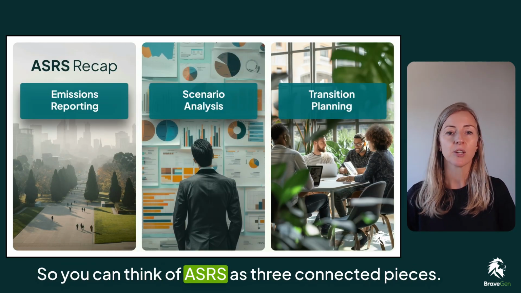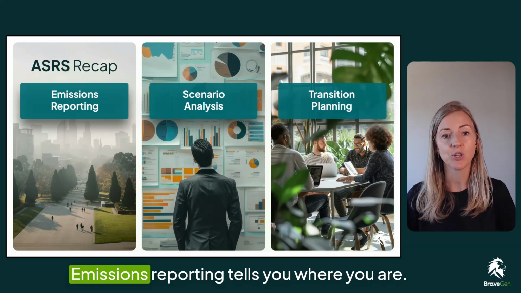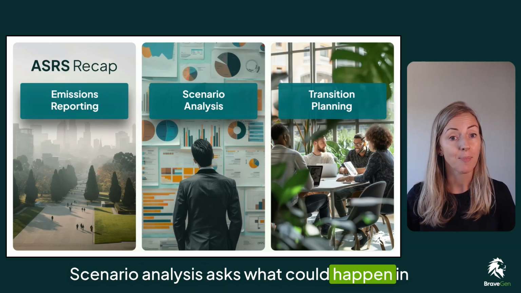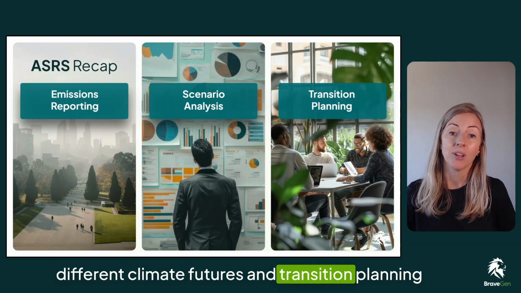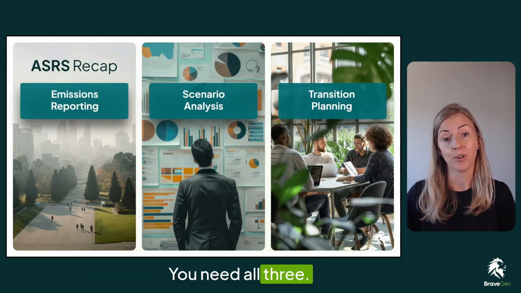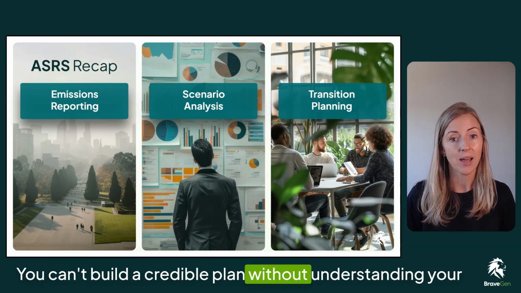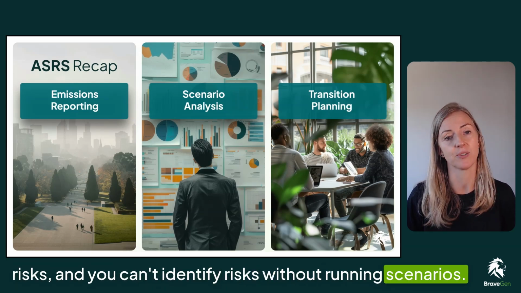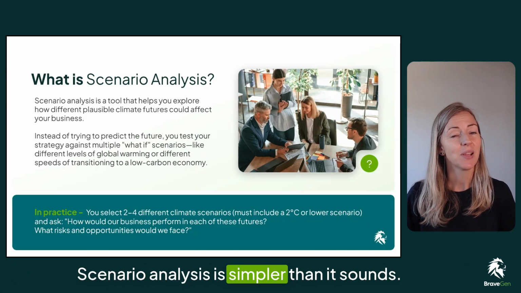So you can think of ASRS as three connected pieces. Emissions reporting tells you where you are. Scenario analysis asks what could happen in different climate futures. And transition planning answers, what are we going to do about it? You need all three. You can't build a credible plan without understanding your risks, and you can't identify risks without running scenarios. Scenario analysis is simpler than it sounds.